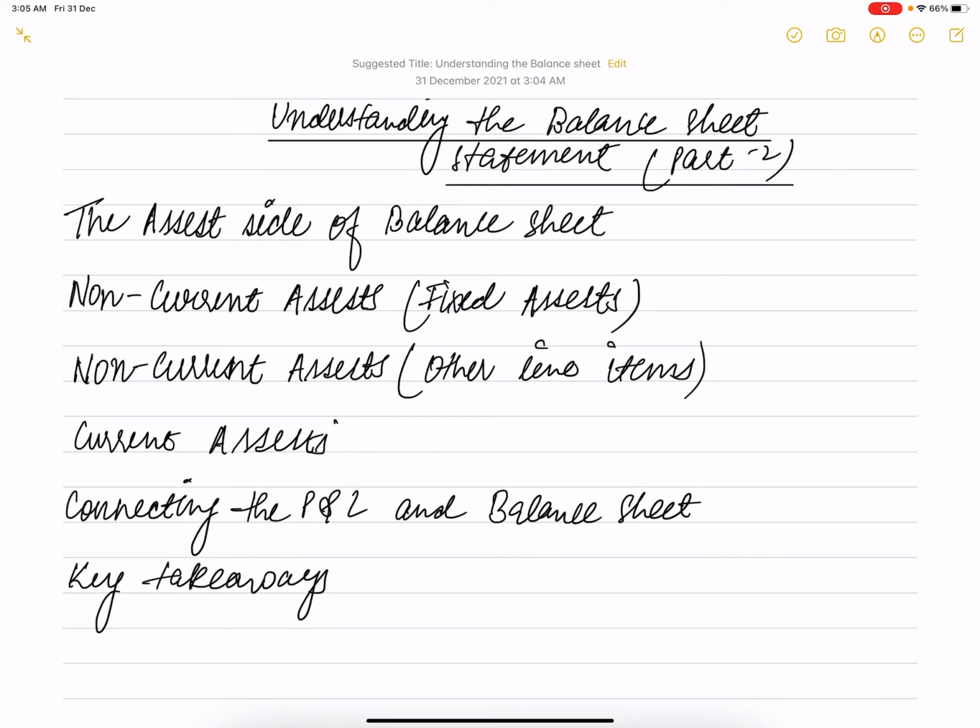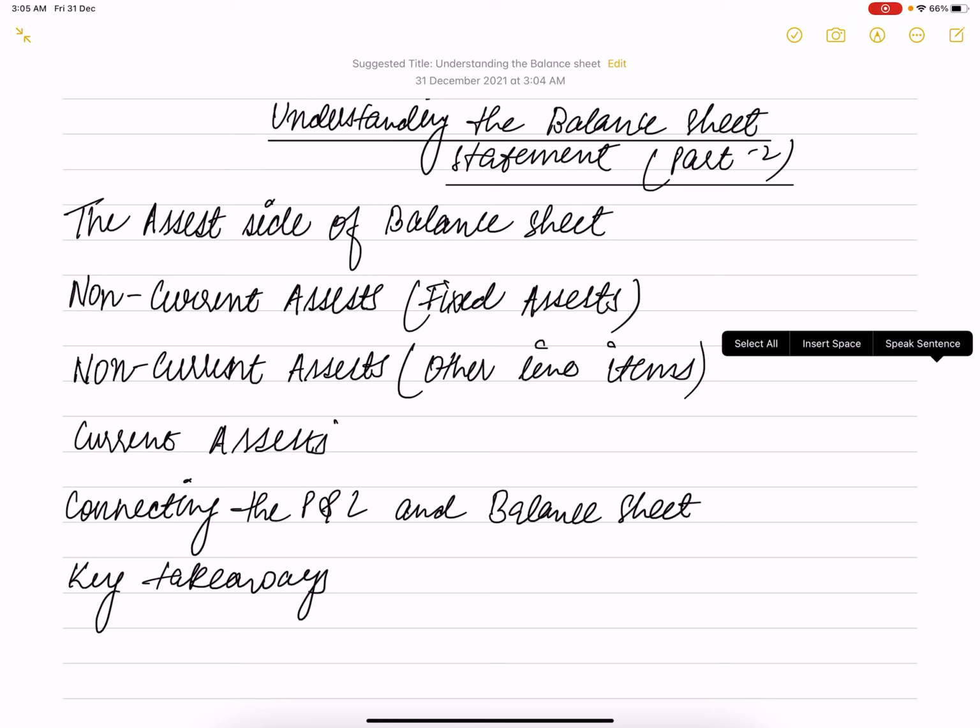In today's video, we'll understand the balance sheet. Part 1 has already been uploaded on the channel. You can watch the first part before watching this video. So coming to the first part of the video, the asset side of the balance sheet.